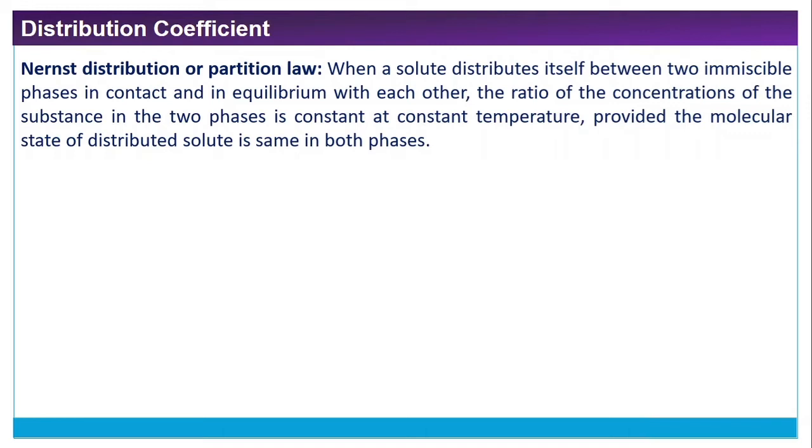When a solid distributes itself between two immiscible phases in contact and in equilibrium with each other, the ratio of the concentrations of the substance in the two phases is constant at constant temperature, provided the molecular state of the distributed solid is the same in both phases. For example, concentration of substrate in solvent 1 divided by concentration of substrate in solvent 2 is equal to a constant, that is called the distribution coefficient Kd.